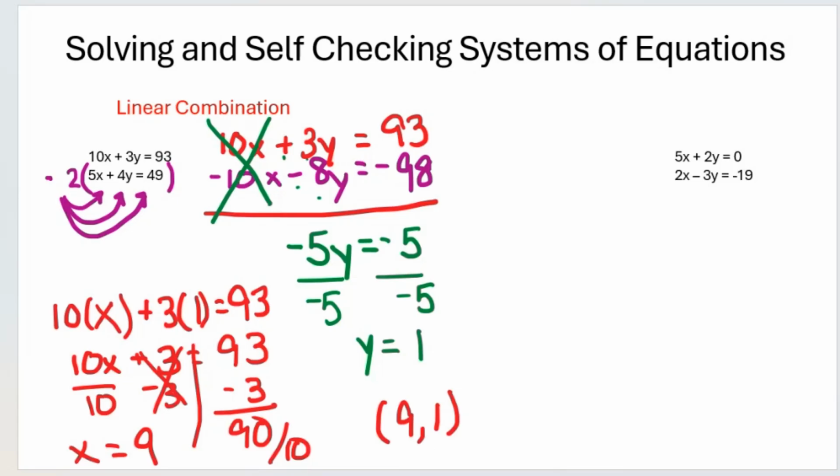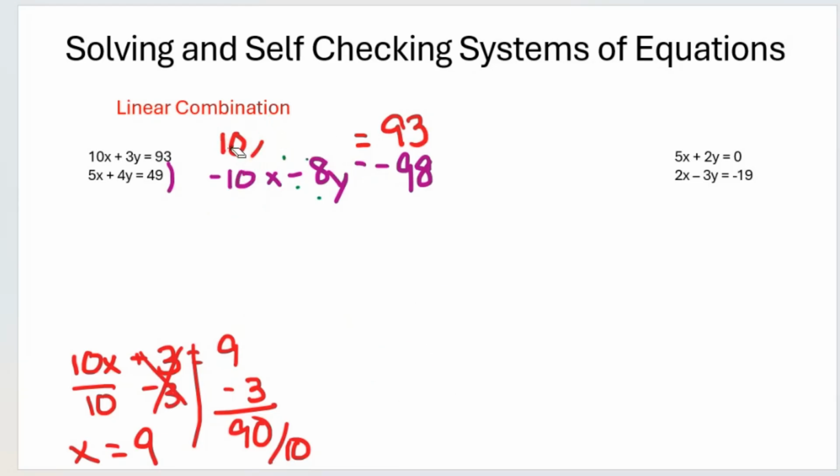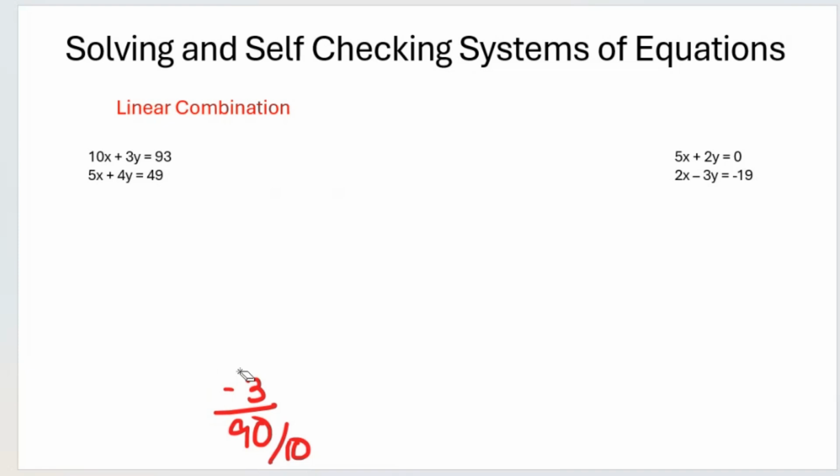The second problem that I have here looks maybe a little bit more challenging, but it is still going to use the linear combination method to solve. What makes the second system a little bit trickier is we actually have to multiply both equations. If you remember when we did the first one, I used 10x and 5x, and I said, okay, 5 times 2 is 10.